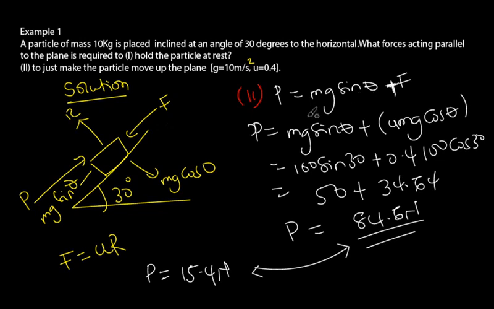If you are asked for the force that is needed to just hold the body on an inclined plane, you need to subtract the frictional force from the mg sine theta. But for the force needed to move the body up the plane, you need to add the frictional force to mg sine theta. So let's have a look at another example.